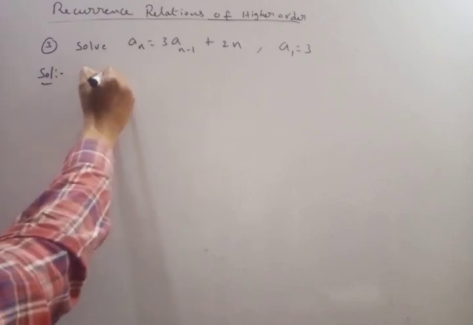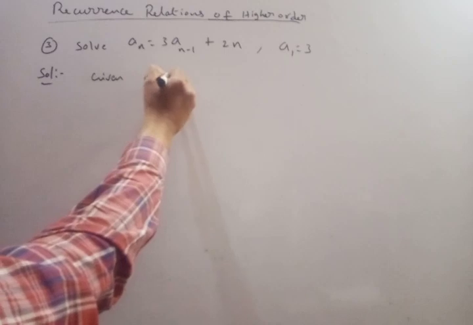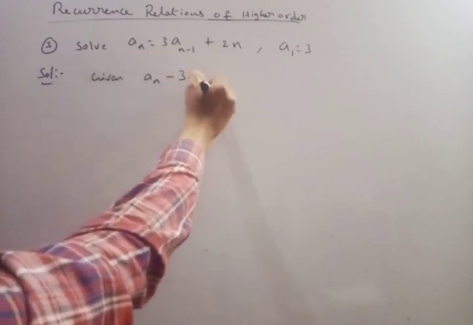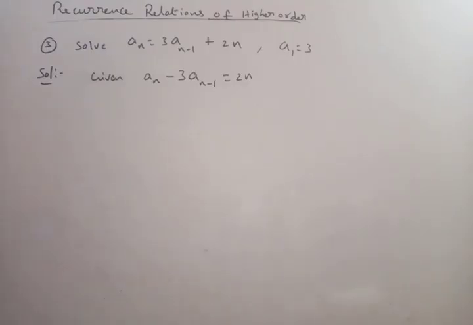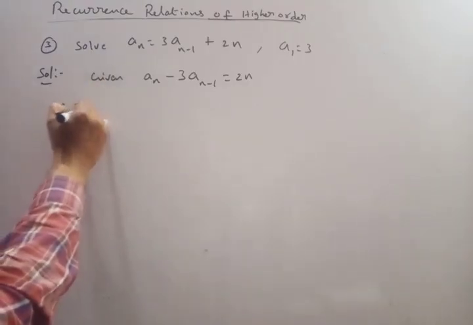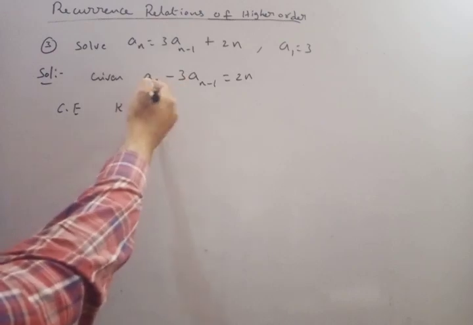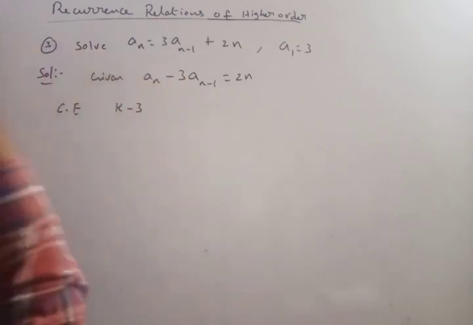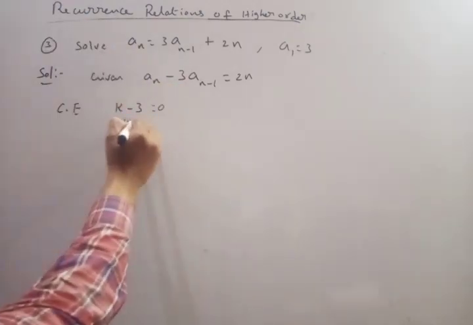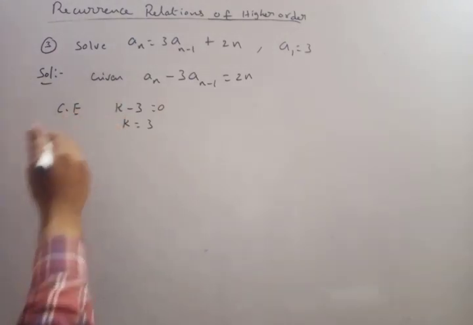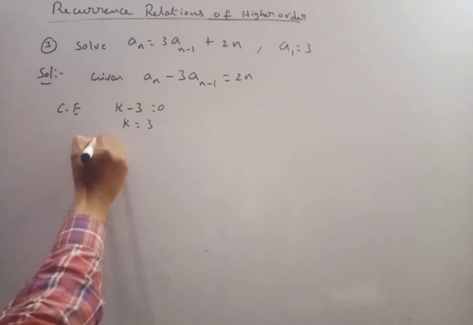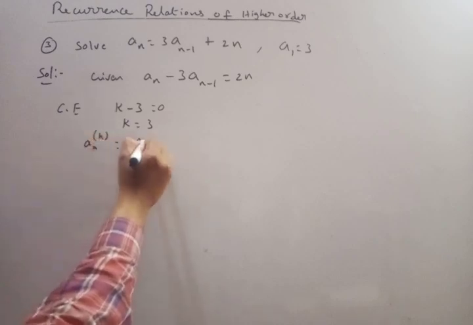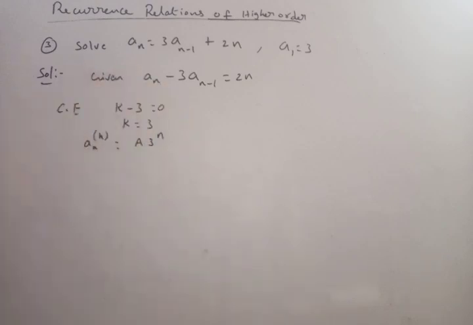Now first you write the given: an, this term will come this side, minus 3an minus 1 is equal to n. So this is our f of n. Therefore the characteristic equation is k minus 3. Only one term is there, first order. So k is equal to 3, only one solution. If k is equal to 3, the general solution an power h is equal to a into 3 power n, the complementary part. Correct? A into 3 power n.